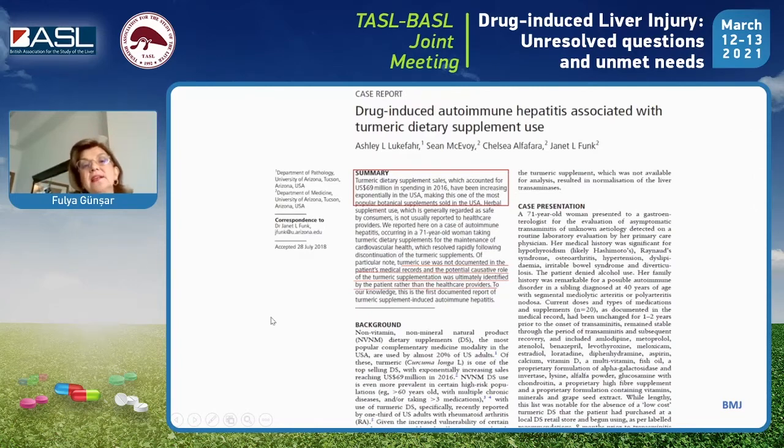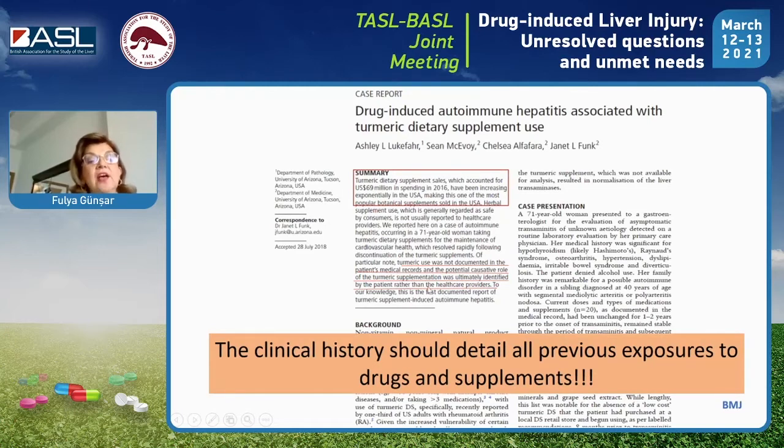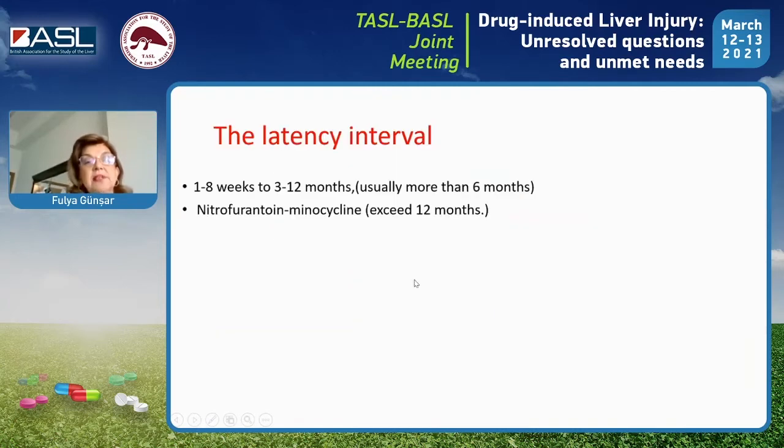Not only drugs, dietary supplements can also cause autoimmune hepatitis. In this paper, there is a case report. It is interesting because this patient's turmeric dietary supplement was not documented in the patient's medical records, and the role of the turmeric supplementation was ultimately identified by the patient rather than the healthcare providers. So the clinical history should detail all previous exposures to drugs and supplements.